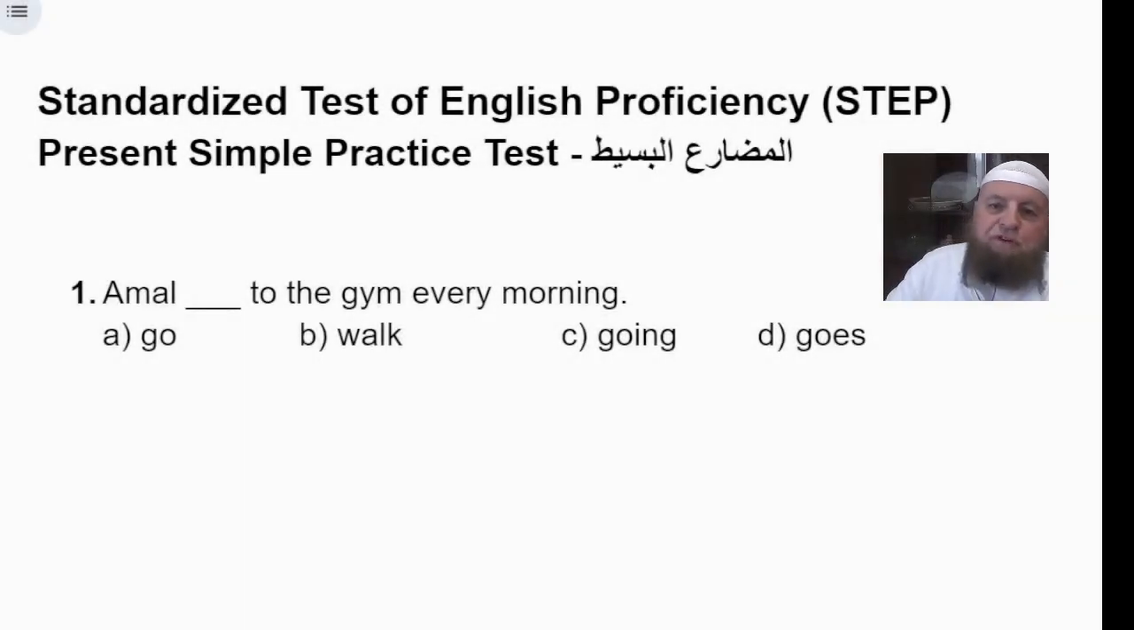Standardized test of English proficiency, STEP: the present simple practice test. Please remember, for he or she or it, we add s, ies, or es on the end of the infinitive, on the end of the verb.